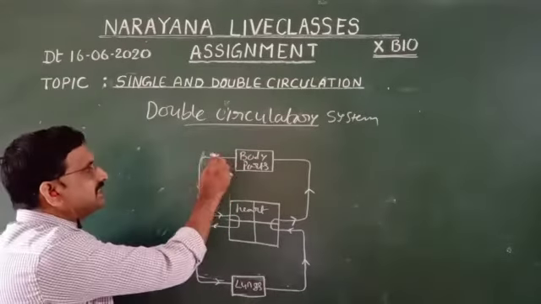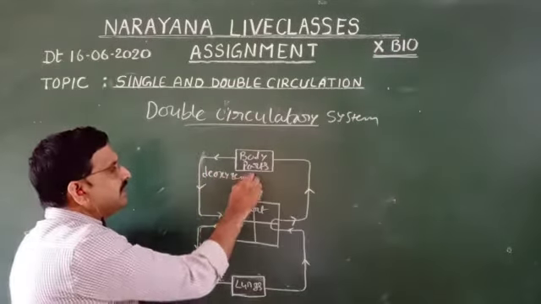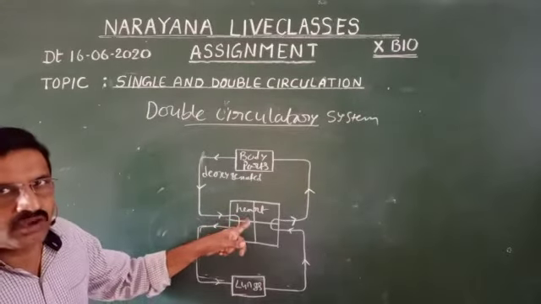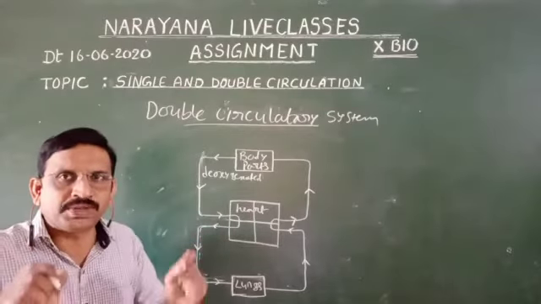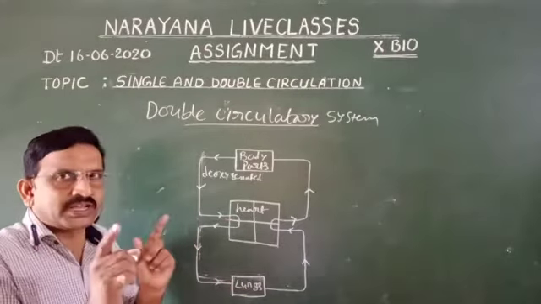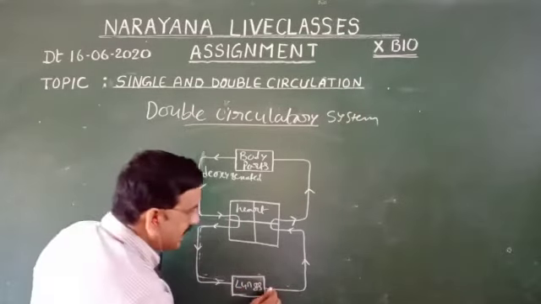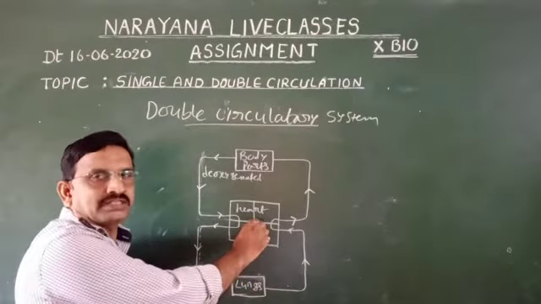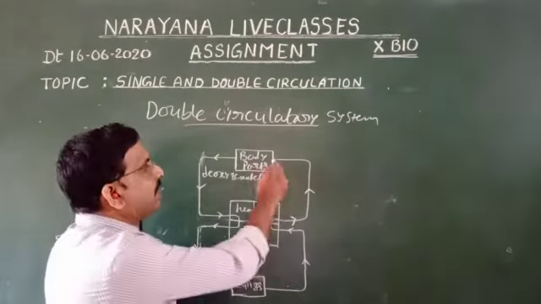That means deoxygenated blood enters into the heart. Now the heart pushes this blood into the lungs for the purification process. After completion of the purification process, blood again passes into the heart. Again this heart pushes blood to all the body parts.